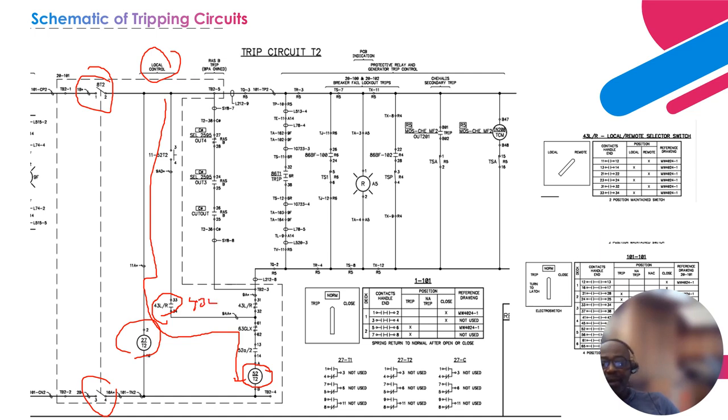So 43L local, I should be able to utilize any of these contacts that are in this selector switch. So I select local by moving this control switch to this position, and vice versa. Then there's this push button in front of the control cubicle or panel for the breaker control panel, that allows you to operate the breaker. Once I energize that, it has to be in series with this.